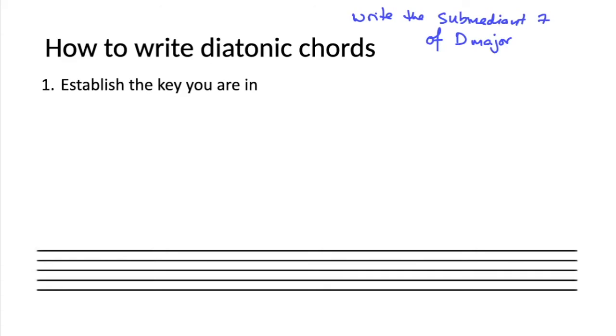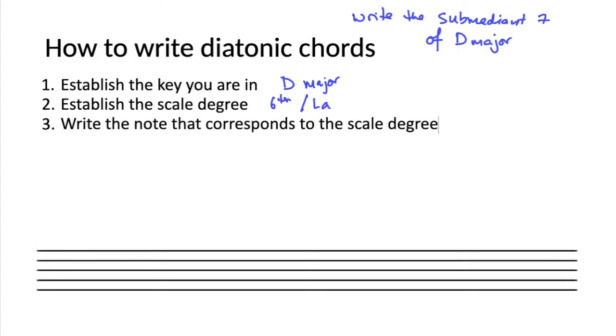So establish the key we're in. We are in D major. Next step, establish the scale degree. The submediant is the 6th note or the La of the scale. So let's write the note that corresponds to that scale degree. It's a B.